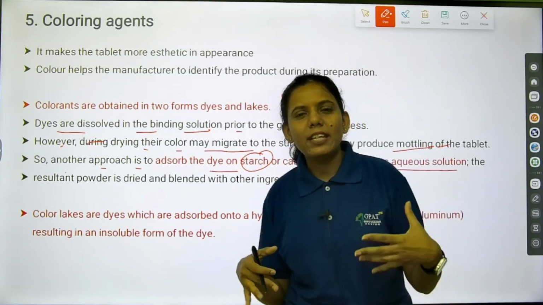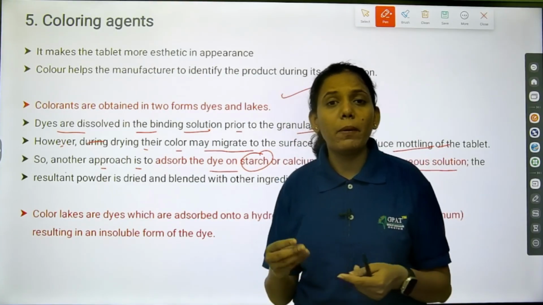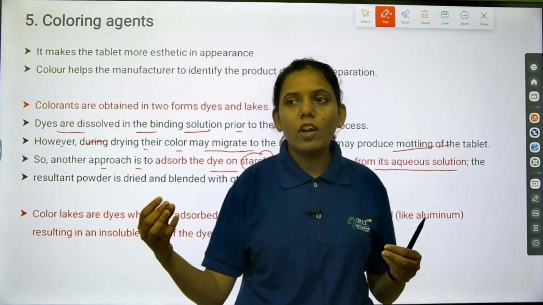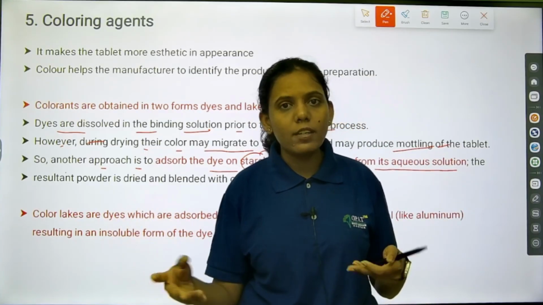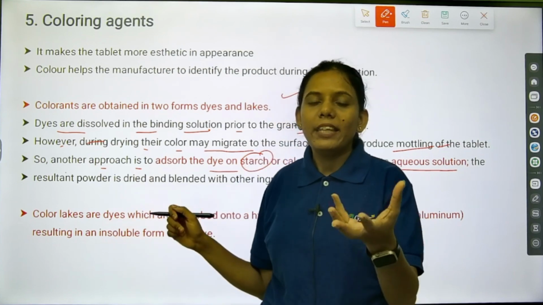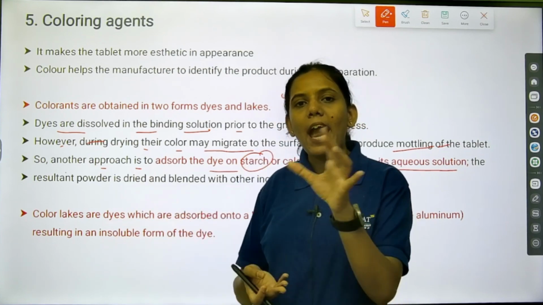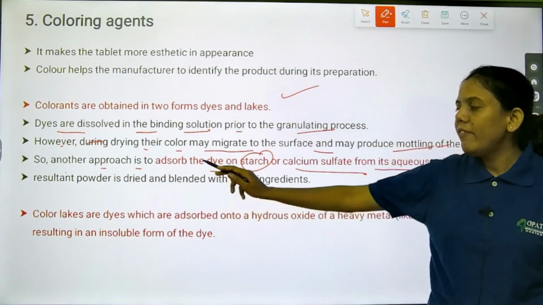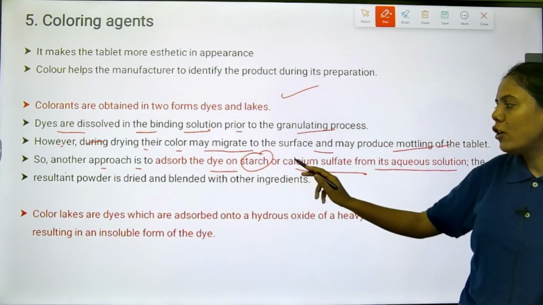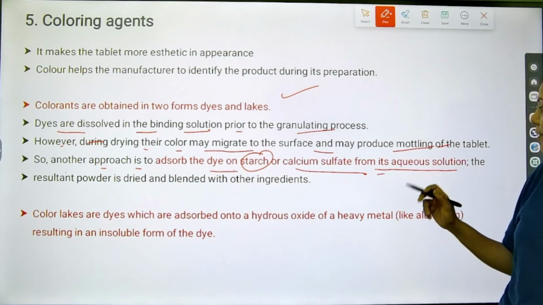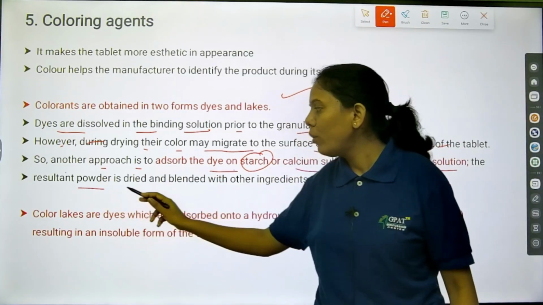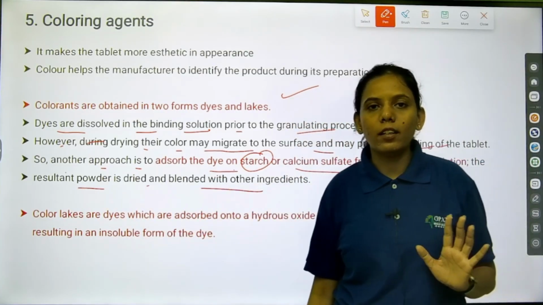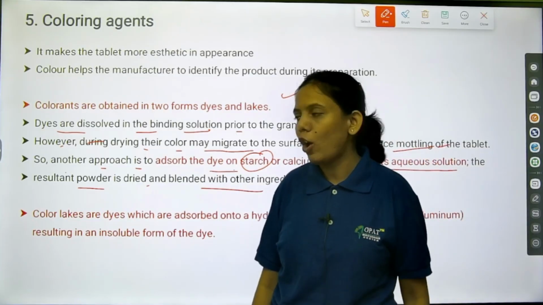You might have seen a similar process, like during Holi, if they are preparing certain kind of natural colors, they will use this process. They will take beetroot juice or something, add it to cornstarch, and that becomes your natural colors. Similar process, they will adsorb the dye on the starch or calcium sulfate from its aqueous solution. The resultant powder is dried. That powder will be dry and it is blended with other ingredients so that the mottling will not happen.